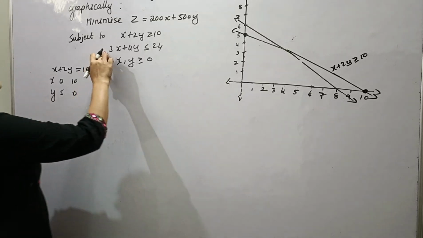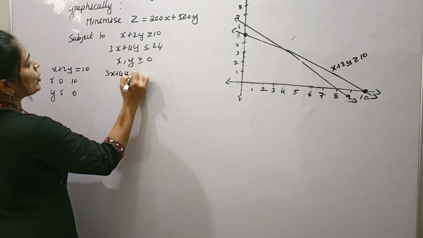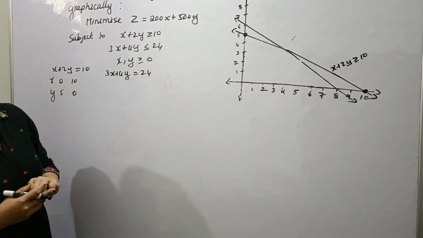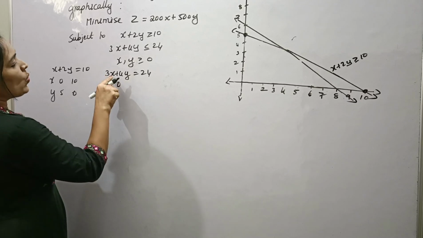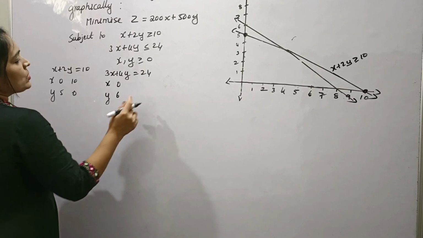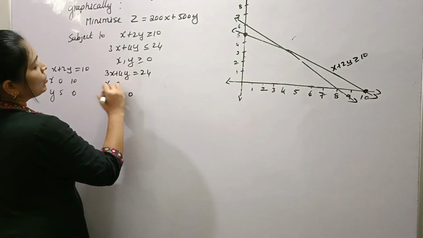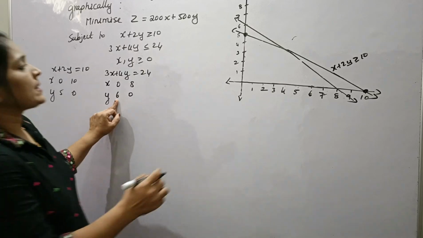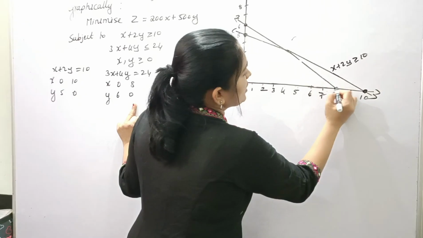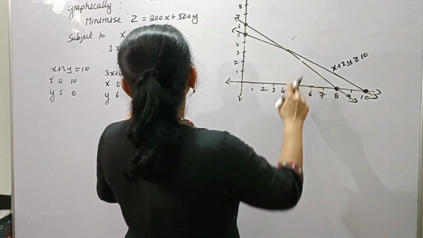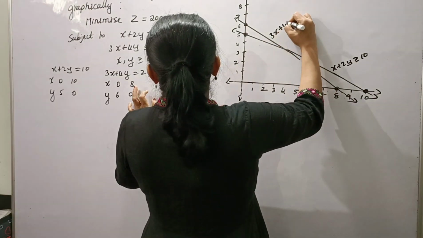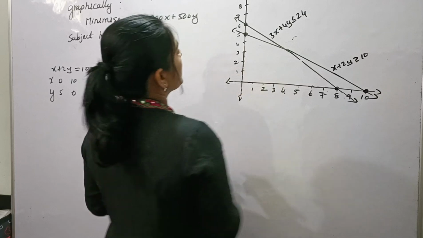Okay. Next constraint 3x plus 4y less than or equal to 24. So to find the values of x and y, take 3x plus 4y is equal to 24. x, y, when x is equal to 0, y is equal to 6, right? Okay. So when y is equal to 0, x is equal to 8. So 0, 6, it is the point 0, 6, and 8, 0, it is the point 8, 0. Join these points. So it is the line 3x plus 4y is equal to 24. Constraint is 3x plus 4y less than or equal to 24.